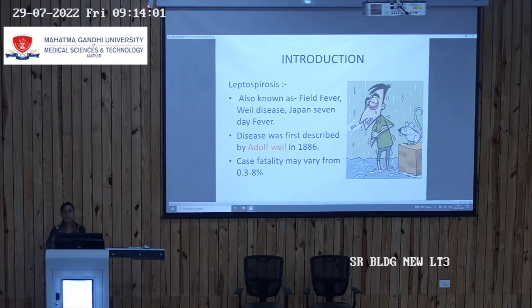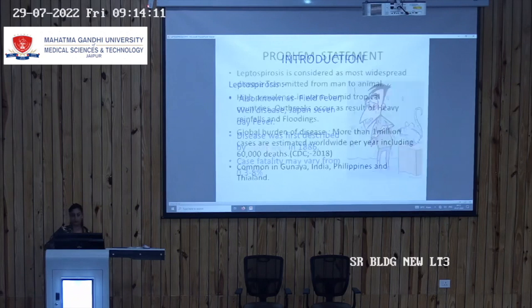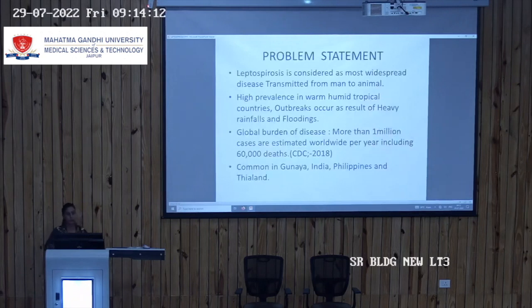It was first described in the year 1886, and the case fatality may vary from 0.3 to 8%. This disease is transmitted from animals to humans, and has high prevalence in warm, humid, tropical countries.